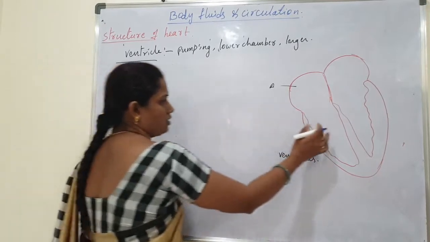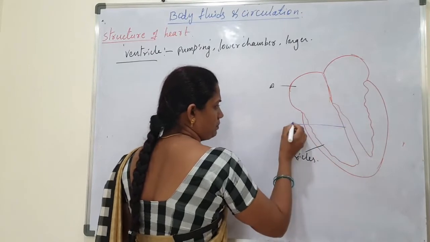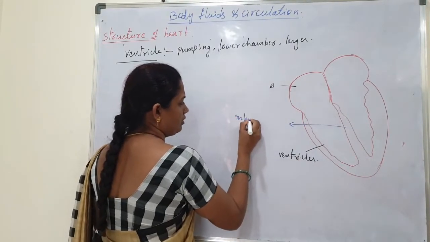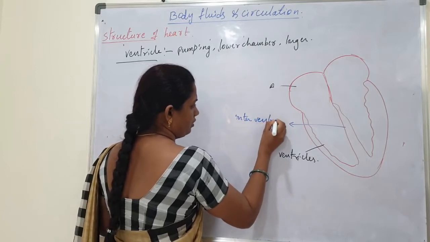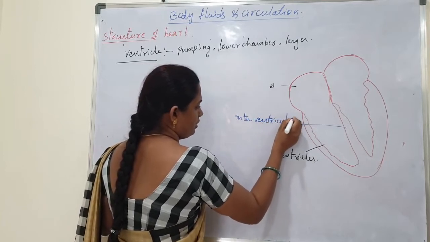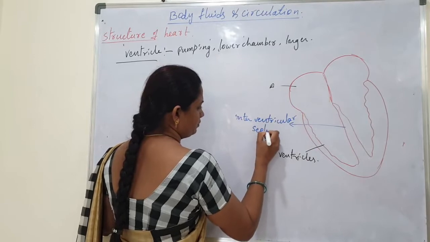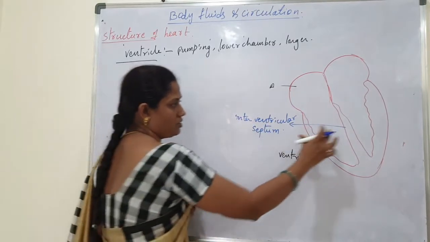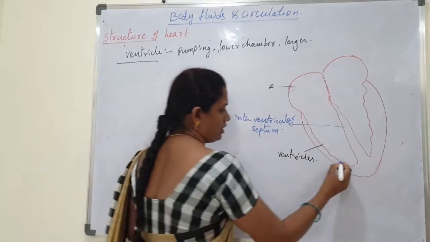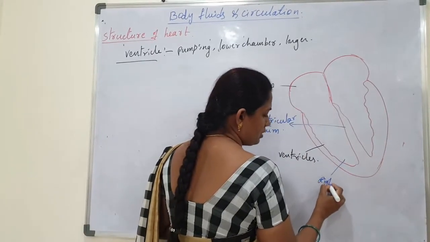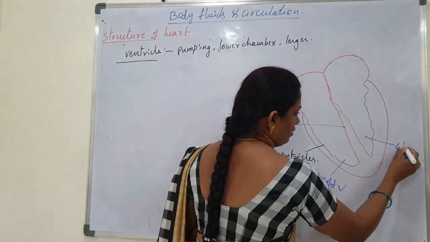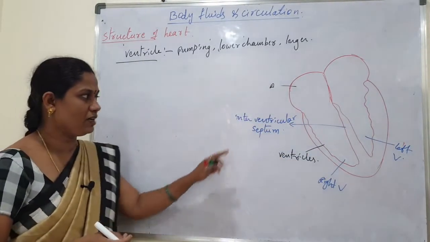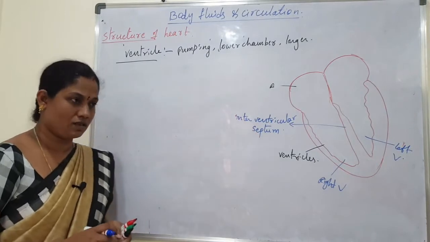Next, the two ventricles are separated by a wall-like structure called the interventricular septum. It separates the two ventricles. This is the right ventricle and this is the left ventricle. The right and left ventricles are separated by the interventricular septum.